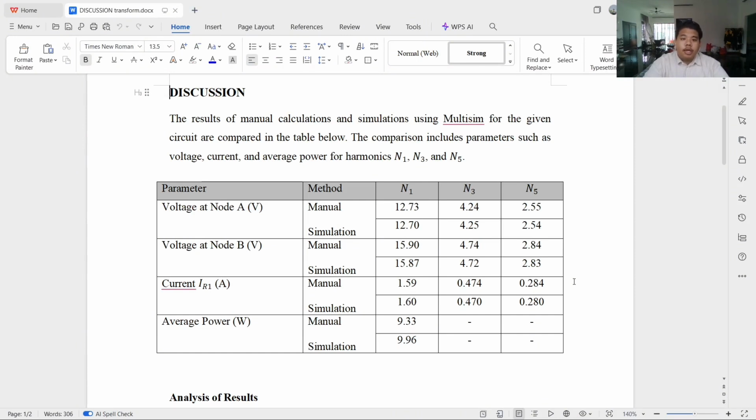The result of manual calculation and simulation using Multisim for the given circuit are compared in the table below. The comparison includes parameters such as voltage, current, and average power for harmonics, which is N1, N3, and N5. This is the table: the parameters voltage at node A, voltage at node B, current, and average power. And this is the result for our manual calculation and simulation for N1, N3, N5.